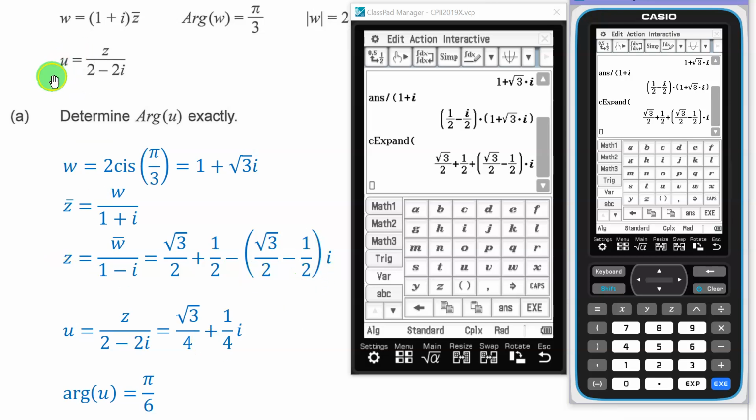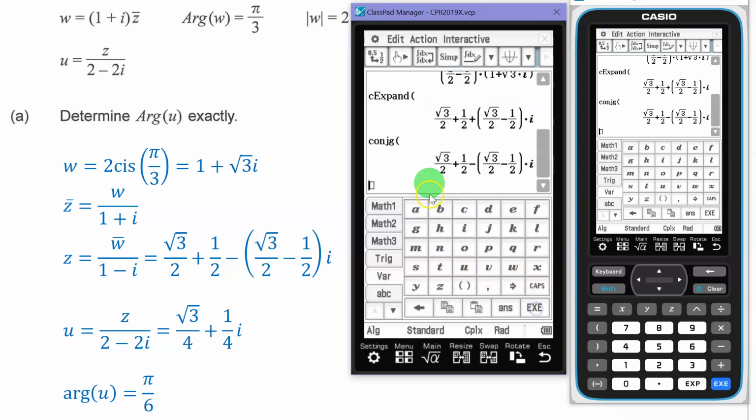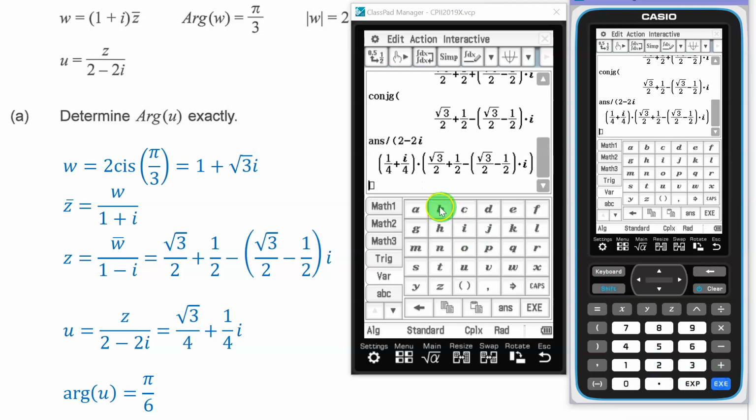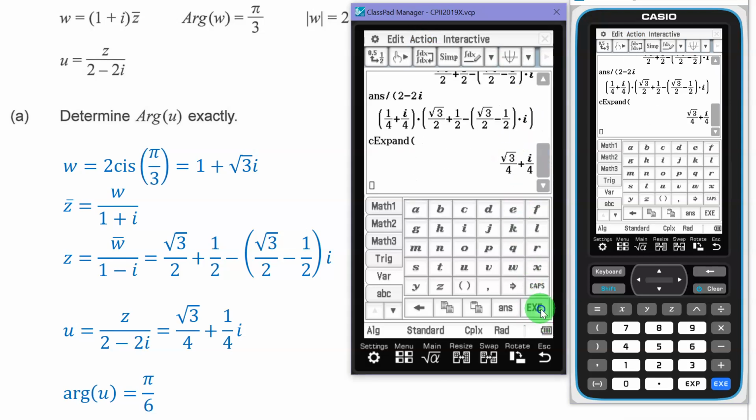And then finally, we need to take the conjugate of this. So let's let ClassPad do the work for us: the conjugate of that, which obviously just changes the sign. And then we want to divide this by 2 minus 2i, so divided by brackets 2 minus 2i. That didn't take long at all with ClassPad. It looks pretty ugly, so I guess we better simplify it again. So complex expand and do it. And there it is. How tidy is that?